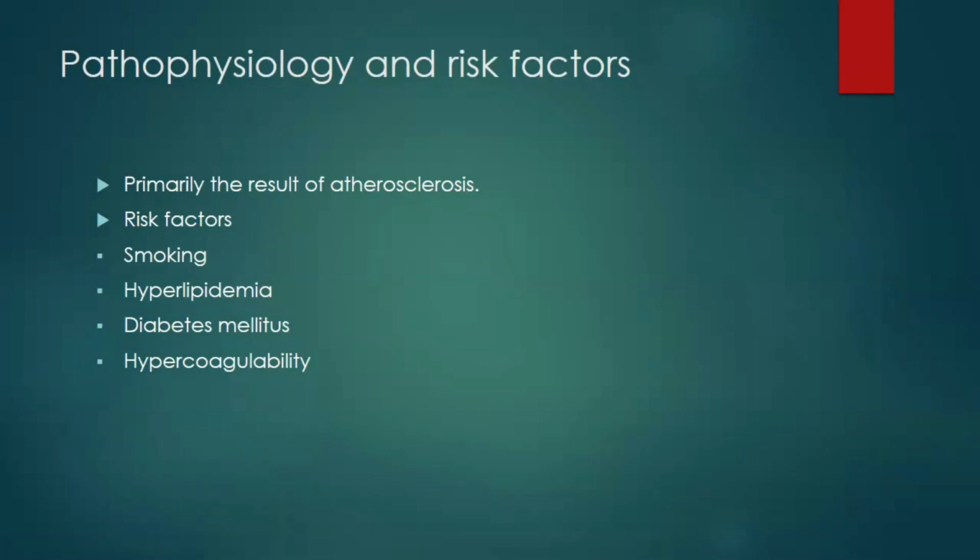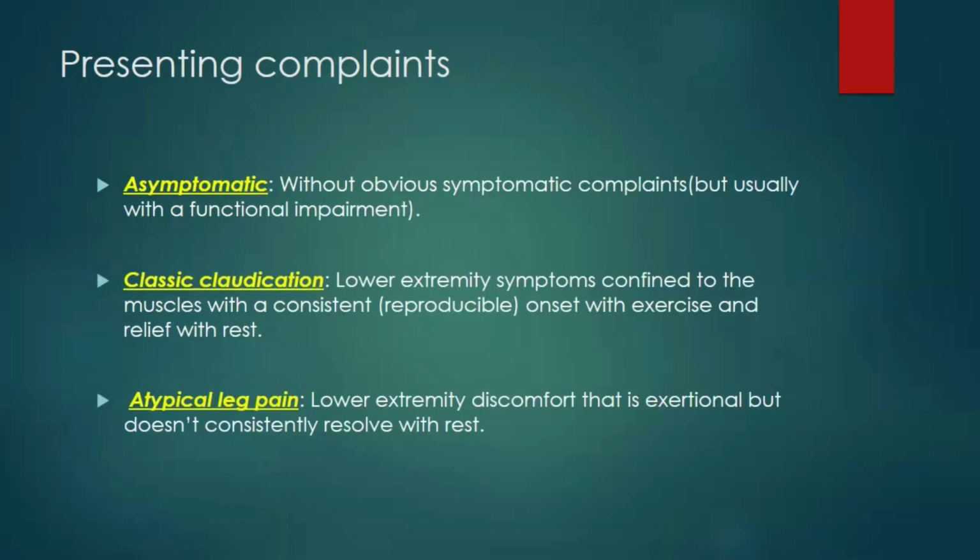The pathophysiology revolves around certain risk factors, smoking, as I already discussed. We have to look for these causes, and we have to treat them before going for the intervention, so that there is less recurrence and better results. The patient may be asymptomatic, may have classical claudication, or atypical leg pain. These are the various modes of presentation of the patients.